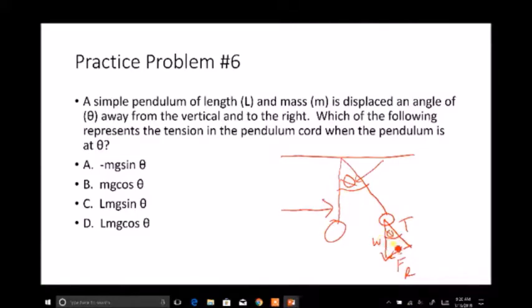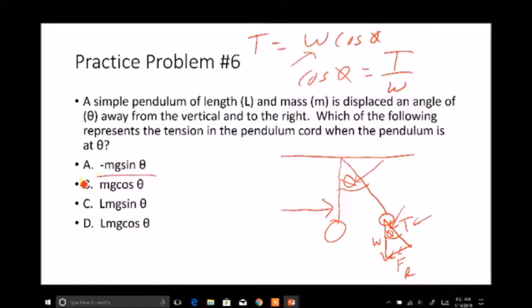We know the weight. So if we solve this out for tension, we can say that the cosine of our angle theta right here is going to be equal to the adjacent side, which is the tension, over the hypotenuse, which is the weight. Solve that out for tension. Tension is going to be equal to weight times cosine theta. Well, if you look, that's not listed as one of our answer choices, but remember that weight is simply mass times acceleration due to gravity. So our answer on this one is going to be answer B, and that's going to allow us to find the tension in the pendulum cord.